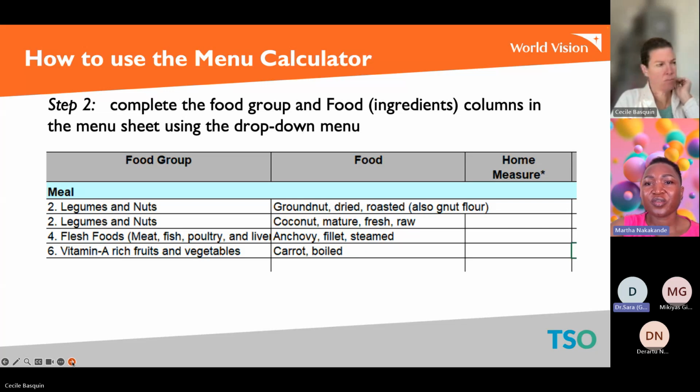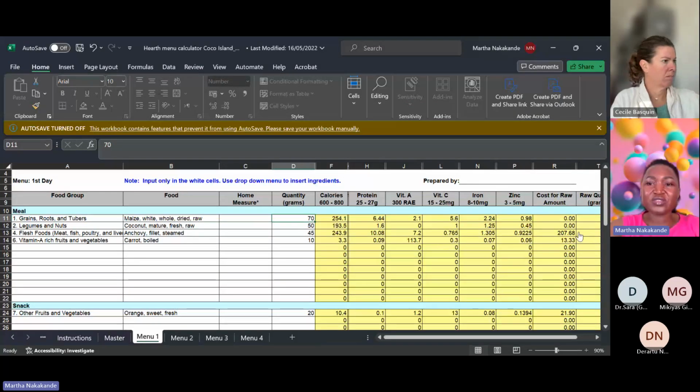Cecile, can I share my screen? I want to share my screen as I manipulate the Excel. Yeah. Okay, thanks. So is everyone on a table that looks like what I'm showing here?